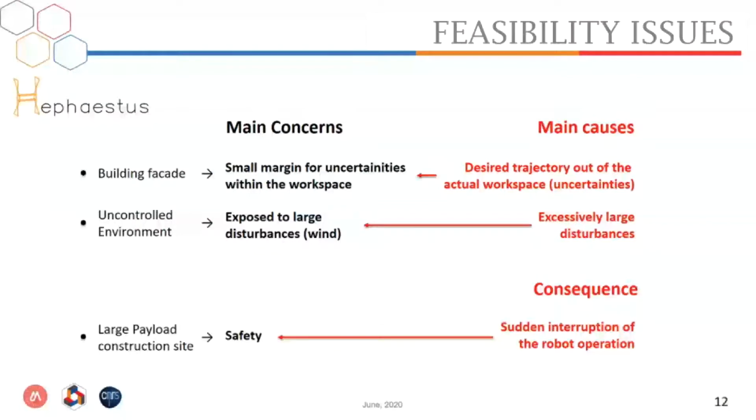Revisiting the main concerns considered in this work, it's clear that this is a major issue. We don't have room for large uncertainties regarding the designed workspace, and we may be exposed to significant disturbances. Obviously, suddenly halting the motion of a platform of more than 1 ton would lead to safety issues. So this is our main problem.